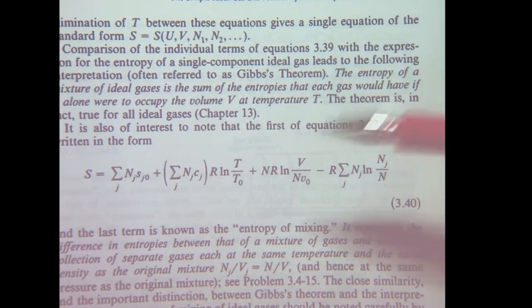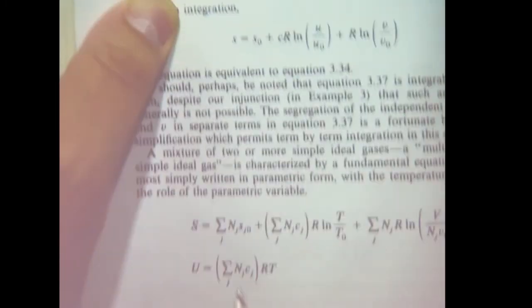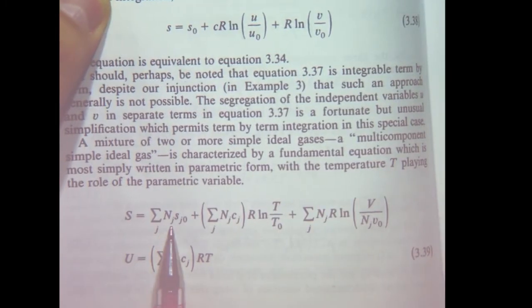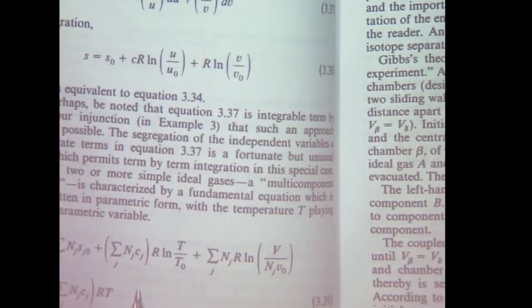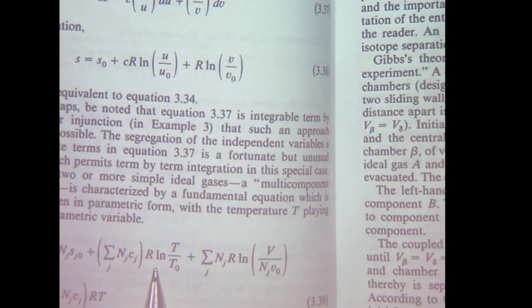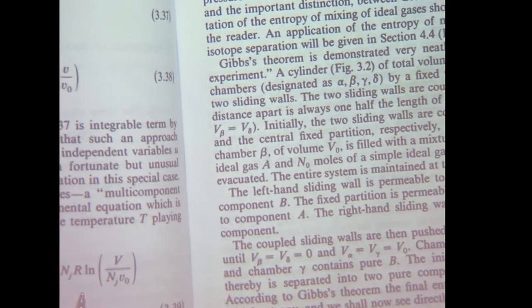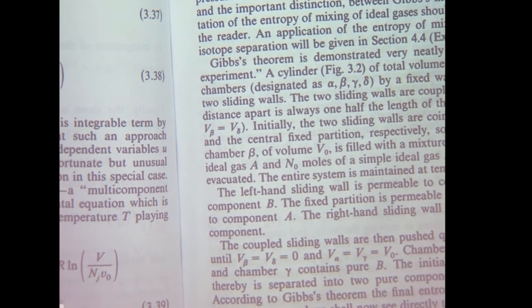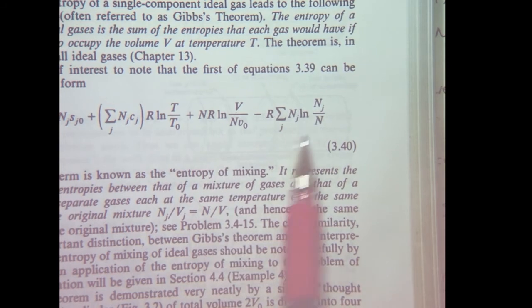But what you find, if you compare these two equations, is that here you've got the sum over j of Nj Sj naught. Here you've got exactly the same thing to start off with. Here you've got the sum over j of Nj Cj R log T on T naught, and here you've got exactly the same thing. But this last term here has been expanded into these two terms here.